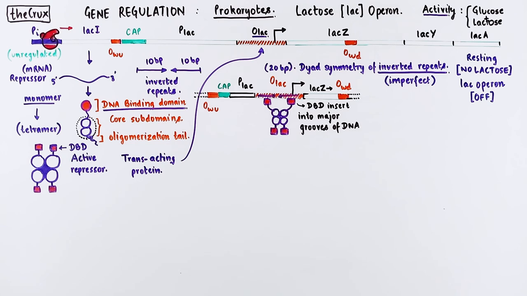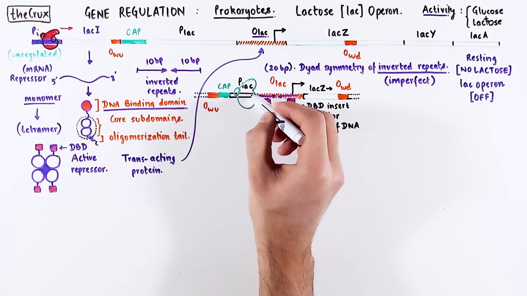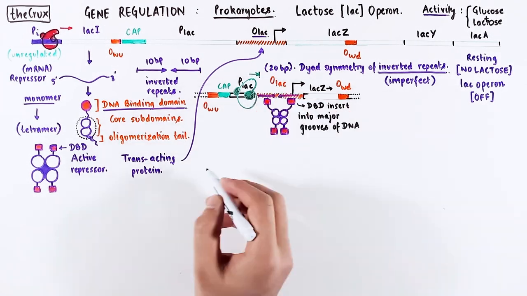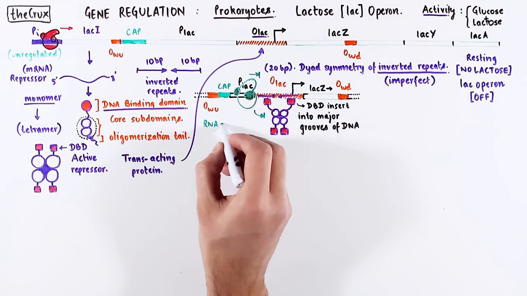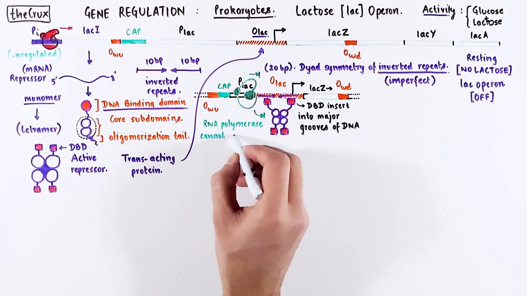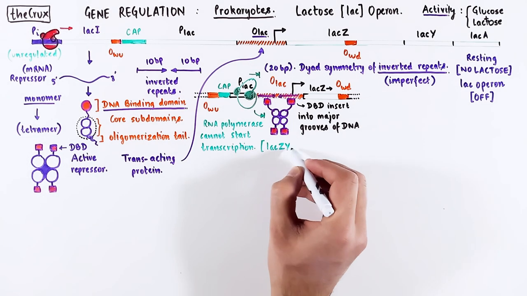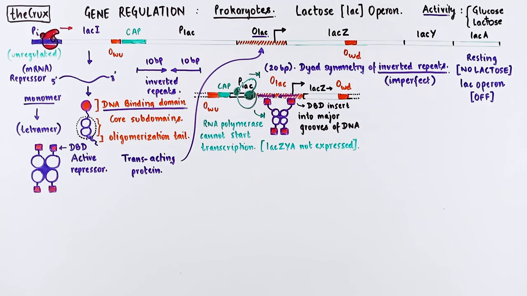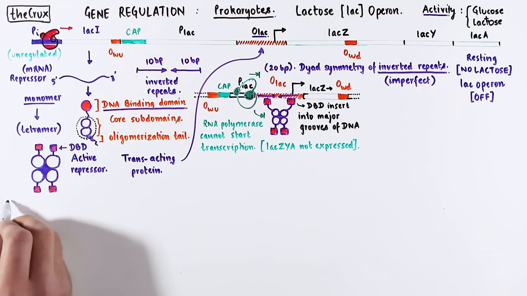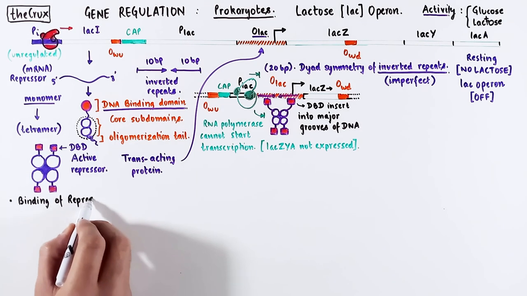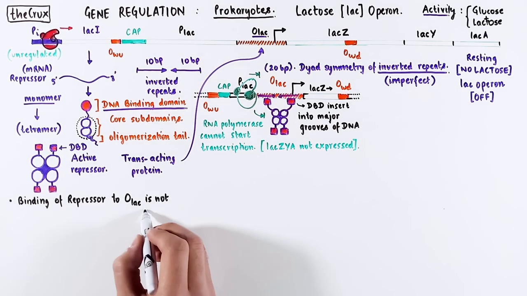And now, when the RNA polymerase binds at the promoter, it cannot proceed further because the repressor prevents it from moving forward. So the RNA polymerase cannot start transcription. And as a result, the LacZYA is not expressed. But it's not as simple as this sounds. Actually, the binding of the repressor to the main operator is not super strong.